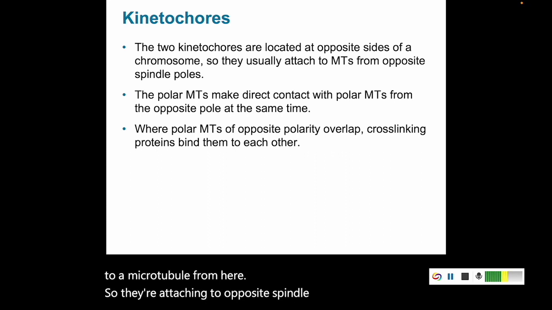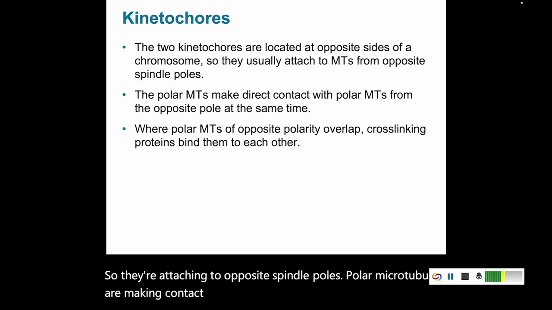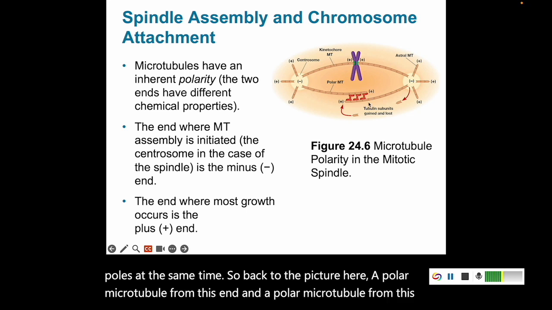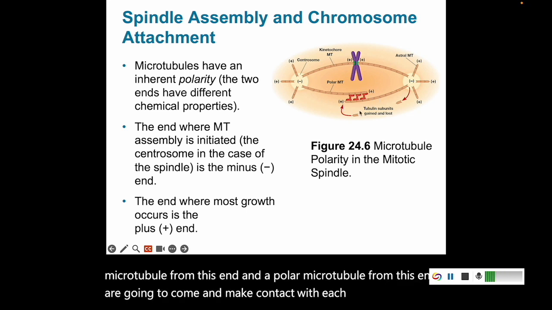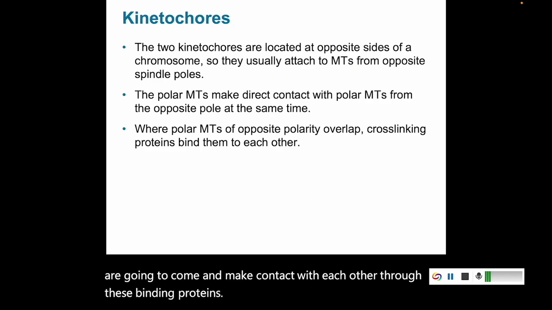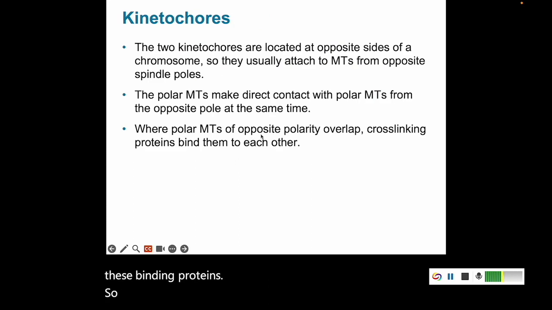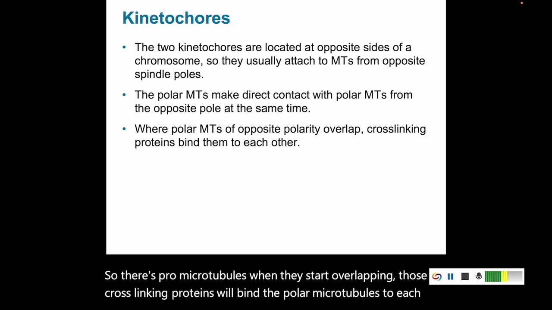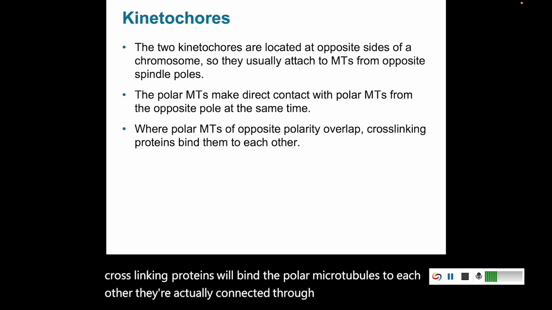Polar microtubules are making contact with polar microtubules from opposite spindle poles at the same time. So back to the picture here. A polar microtubule from this end and a polar microtubule from this end are going to come and make contact with each other through these binding proteins. When those polar microtubules start overlapping, those cross-linking proteins will bind them to each other. They're actually connected through those cross-linking proteins.